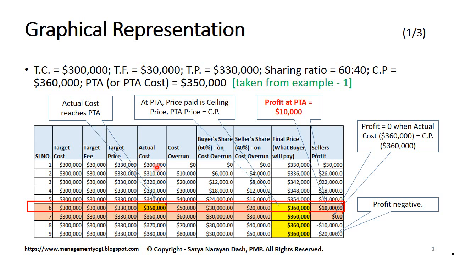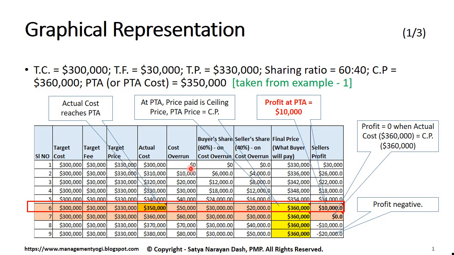Let us make a cost overrun of $10,000. Now the actual cost is $310,000, but the target cost is $300,000. So the cost overrun is $10,000 and the buyer is paying $6,000 and seller is paying $4,000 and the final price that buyer is paying is $330,000 plus this $6,000 extra, that is $336,000, and the seller profit is now reduced. Earlier it was $30,000. Now seller has to pay 40% of this $10,000, which is $4,000, and $30,000 minus $4,000 is $26,000 that the seller's profit margin is now.